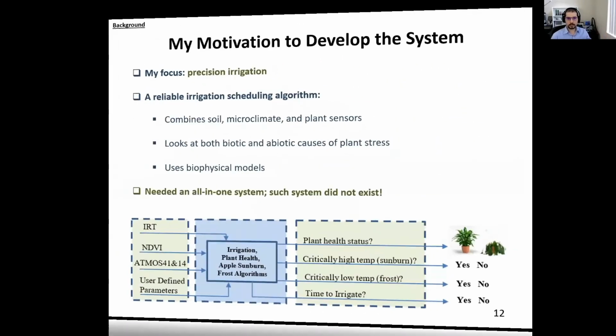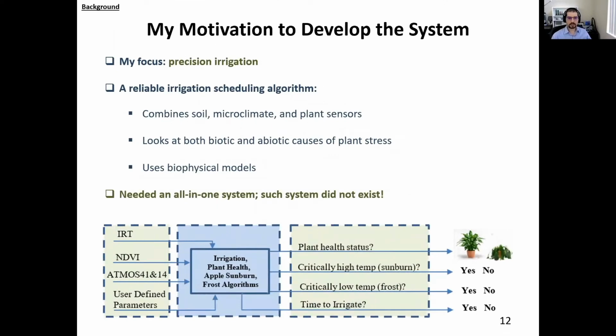So those were the challenges that many of us have experienced. I have also experienced, but I'd like to tell you a little bit about my original motivation to develop such a system and use it.